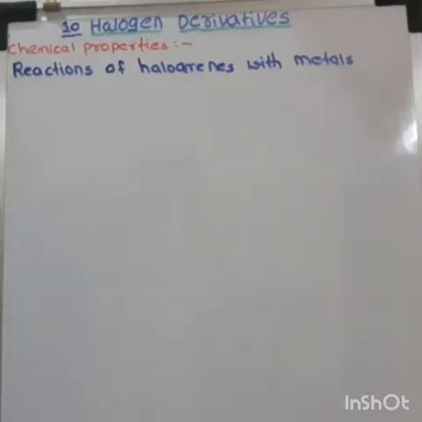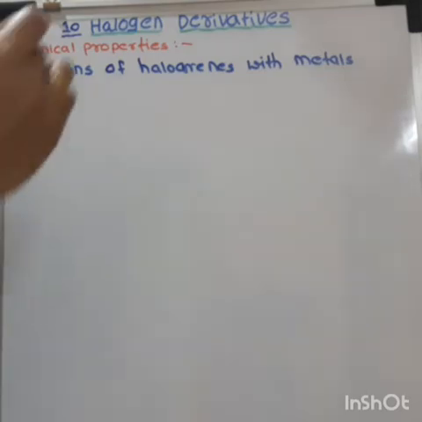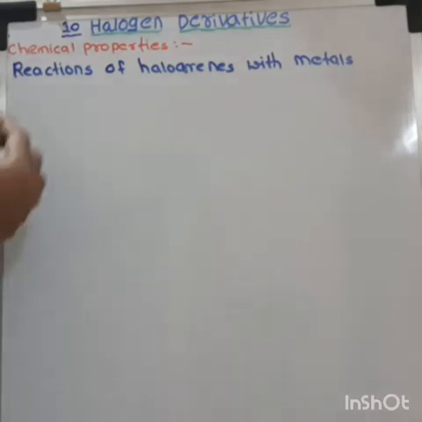Welcome to class of chemistry. We are studying 12th standard chemistry lesson number 10, halogen derivatives. In this we are studying chemical properties of halogen derivatives. In the previous video we completed elimination reaction and the reaction with active metals with alkyl halides.